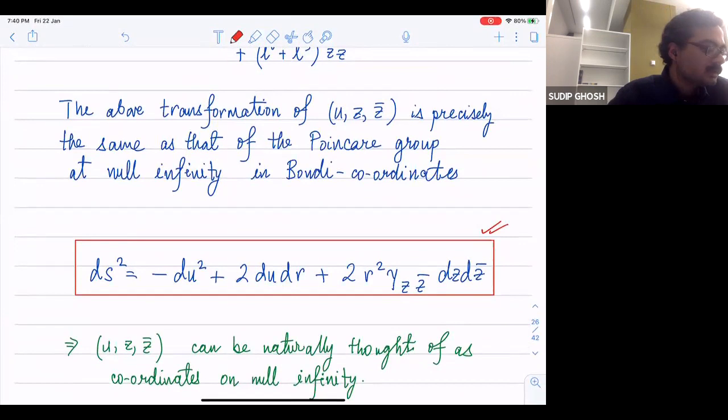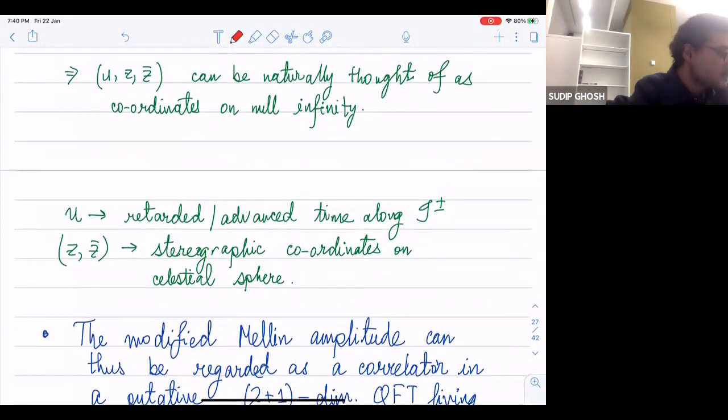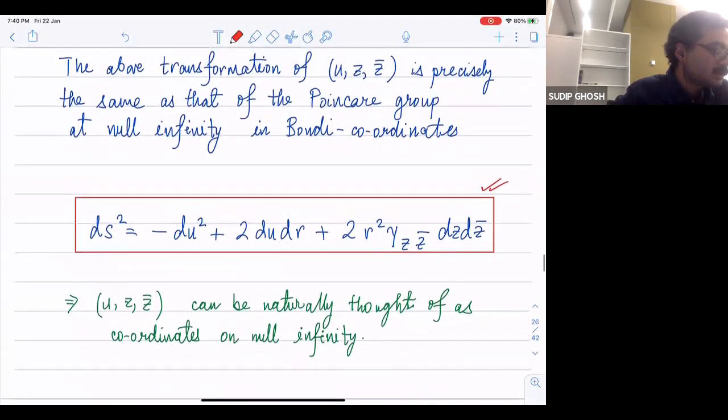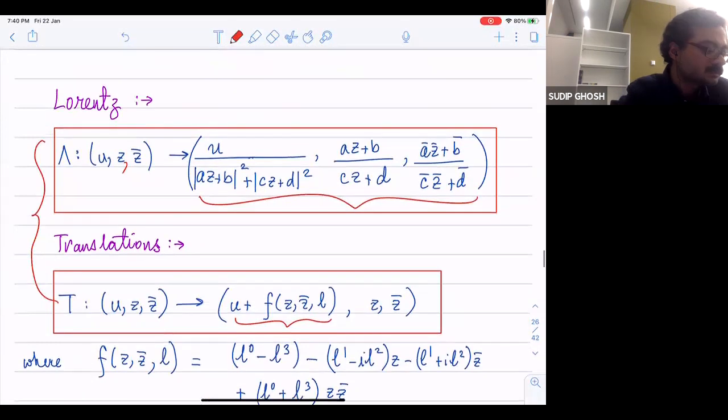And in this way of writing the Minkowski metric, u is the retarded time coordinate, so it depends on where you define it. But this u coordinate is basically the time coordinate which runs on scri plus minus, and z, z-bar are the stereographic coordinates on the celestial sphere. So the point is that if you take this metric and ask how the Poincare group acts on these coordinates, then you will precisely find this set of transformations.